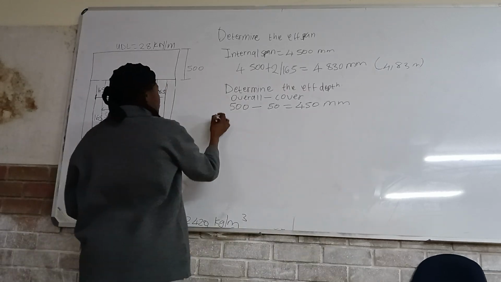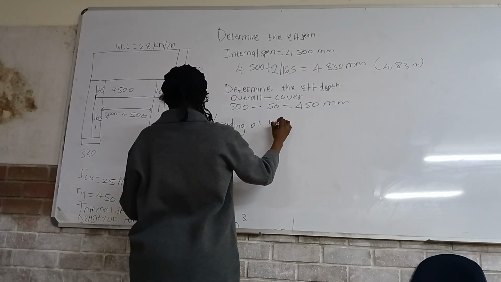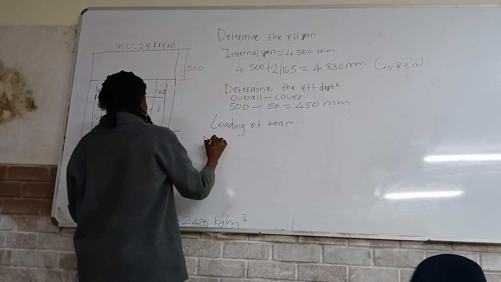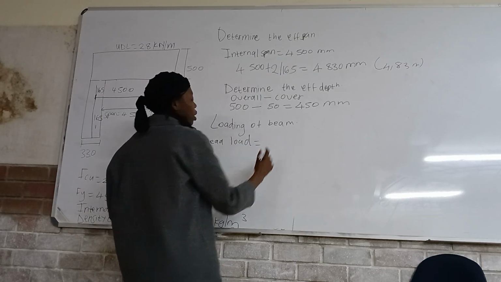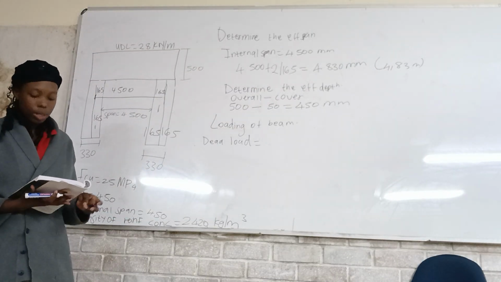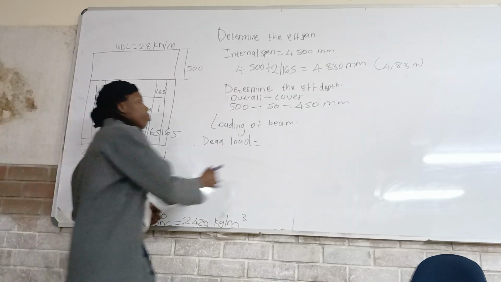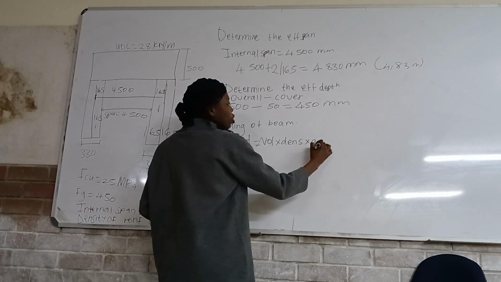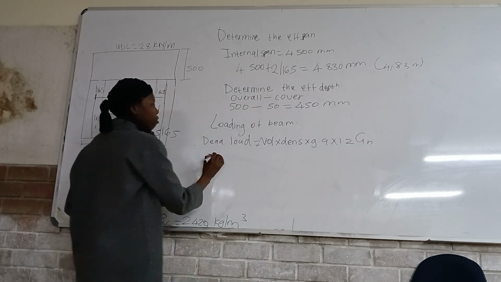Now let us calculate the loading of the beam. We need to calculate the dead load first. What's the formula to calculate the dead load? Volume times density times g times 1.2 gamma. So what is our volume?